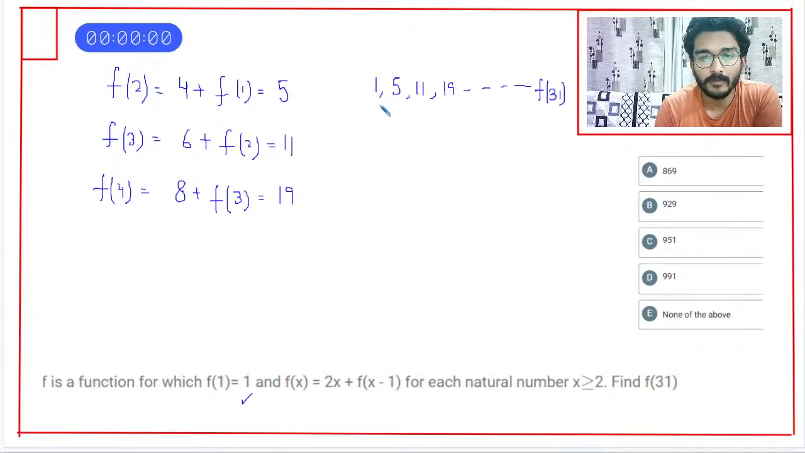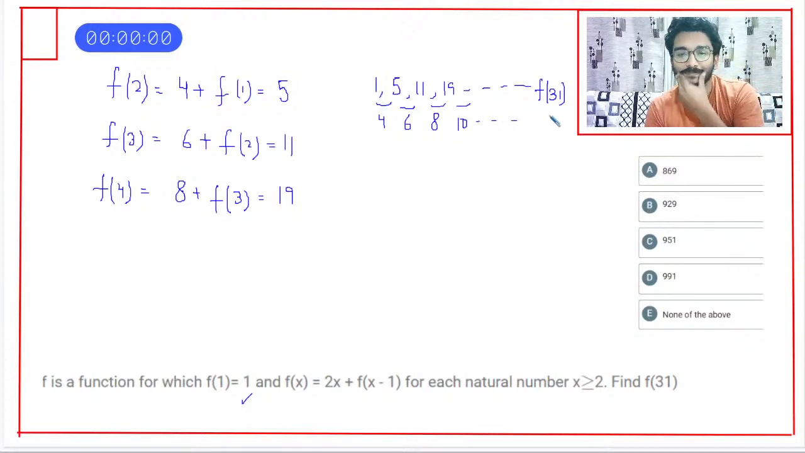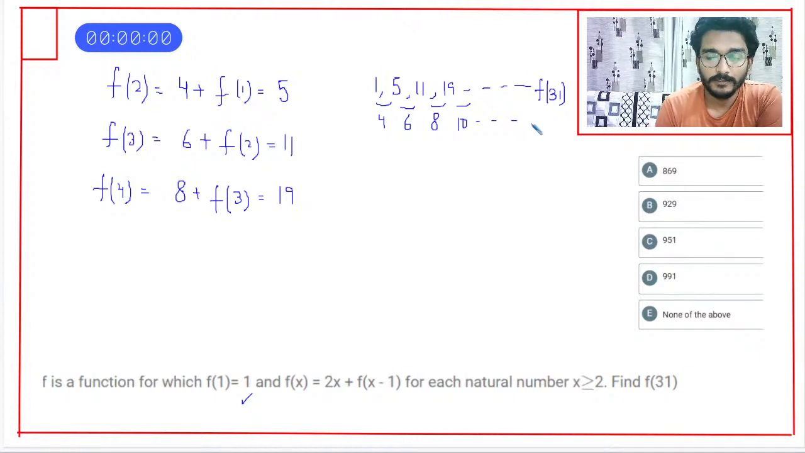So how much is the gap? What is the pattern going on? 4, then 6, then 8. So we have to keep on finding the pattern. Now tell me, to find the last number, how many terms should I add? There are 31 terms in this particular area.